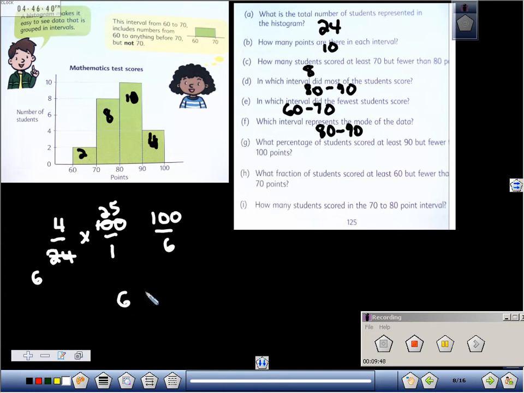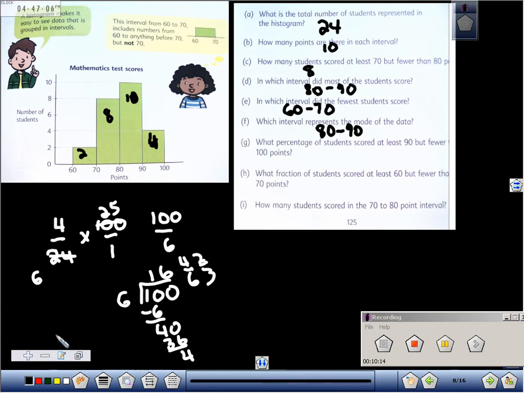Now I'm going to divide 6 into 100. 6 goes into 10 one time. 1 times 6 is 6. 10 minus 6 is 4. Bring down my 0. 6 goes into 40. 6 times 6 is 36. Subtract, you get 4. So you get 16 and 4/6, but you can reduce that to 2/3. So I would say 16 and 2/3%, almost 17%. Okay, let me erase that one now.